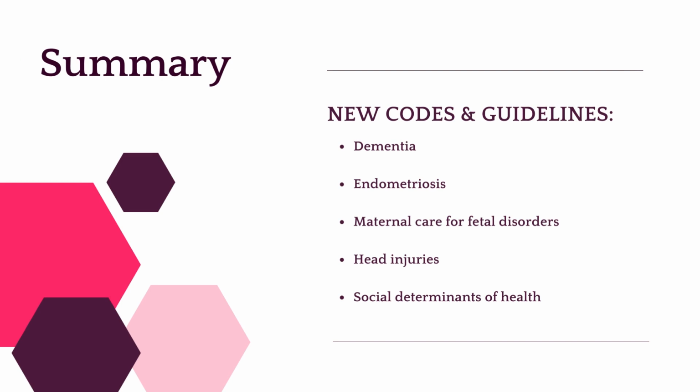So this year, the primary focus is on a few categories of codes, including dementia, endometriosis, maternal care for fetal disorders, certain head injuries, and social determinants of health. These are the five categories of codes where the majority of the important updates have occurred. There are other sections as well, but these are the ones which were predominantly highlighted. We will talk about these in detail in the following slides, and we'll also look at the changes by each chapter of the ICD-10-CM. I will try and cover all the important updates throughout this presentation.